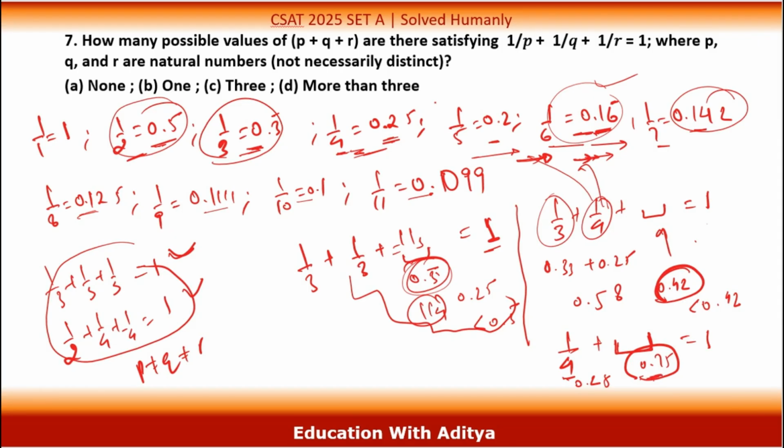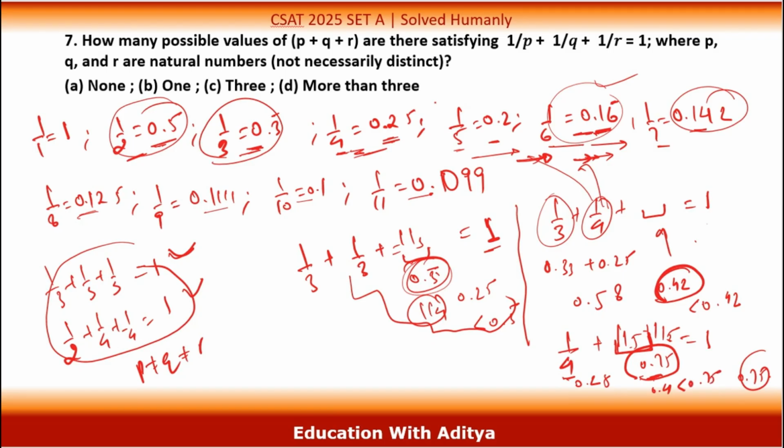If I take all three, 1 by 4 plus 1 by 4 plus 1 by 4, the number will reach 0.75. Then there will be a deficit of 0.25. If I take anything lesser than 1 by 4 here, like 1 by 5 plus 1 by 5, so 0.2 plus 0.2, it will be 0.4, which is less than 0.75.